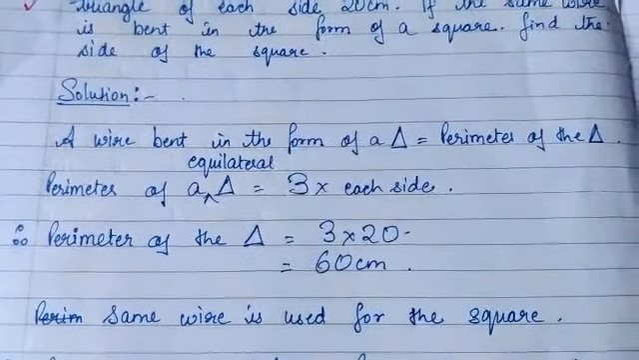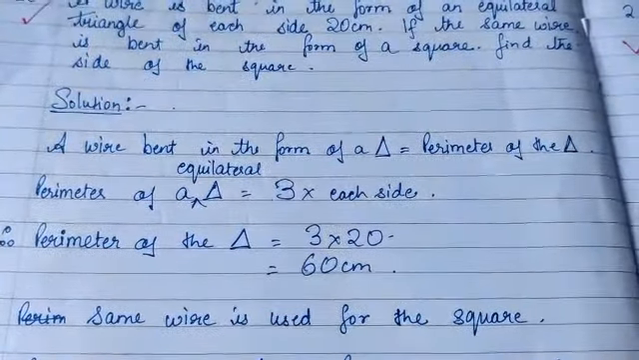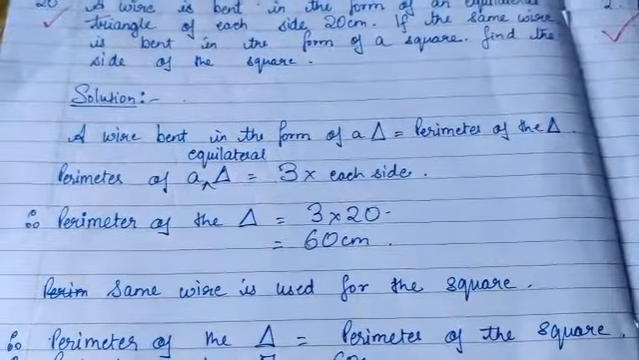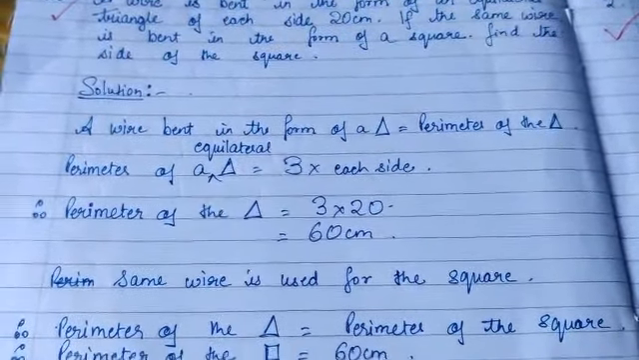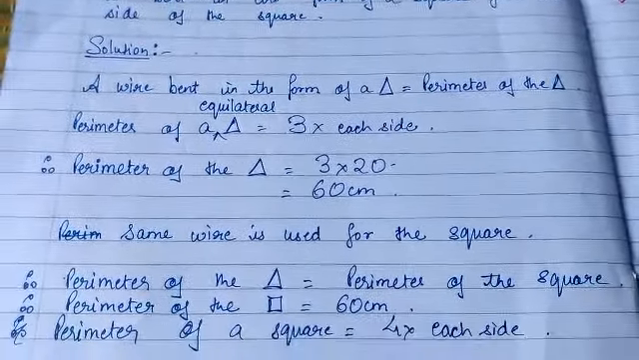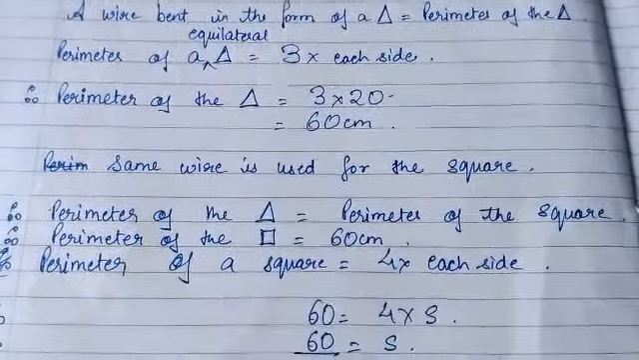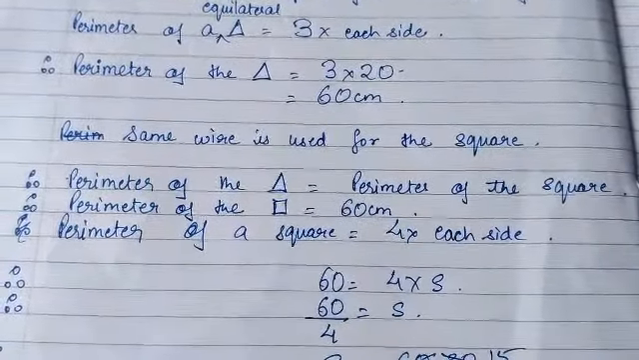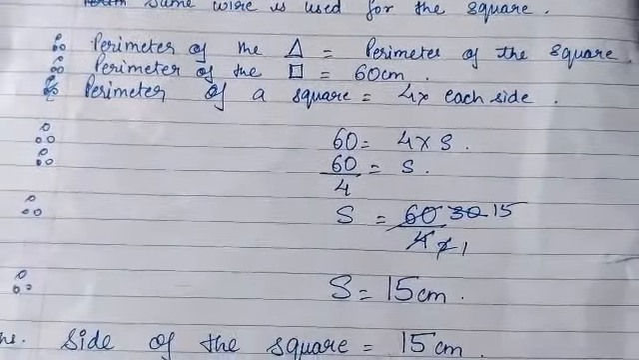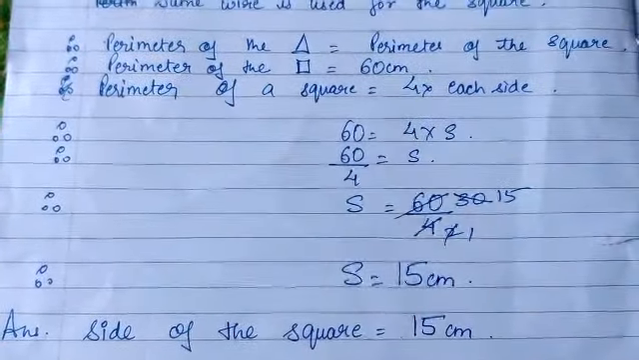Now same wire is used for the square. So perimeter of the triangle is equal to perimeter of the square. Perimeter of the square then will be 60 centimeters. Perimeter of a square is nothing but 4 into each side. So 60 is equal to 4 into S. So we get our side as 15 centimeters. So side of the square is 15 centimeters.